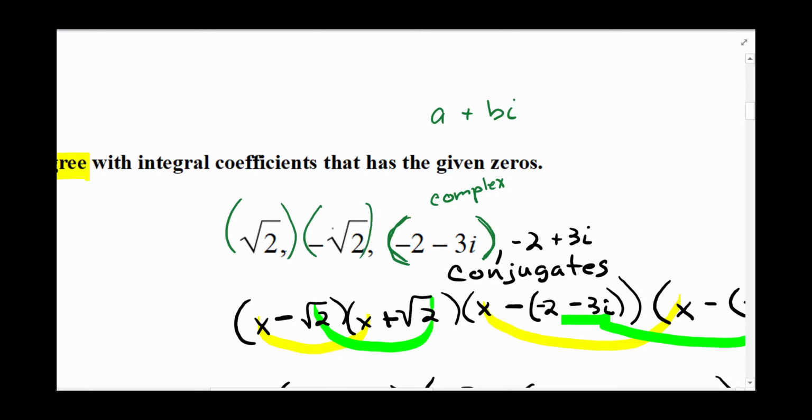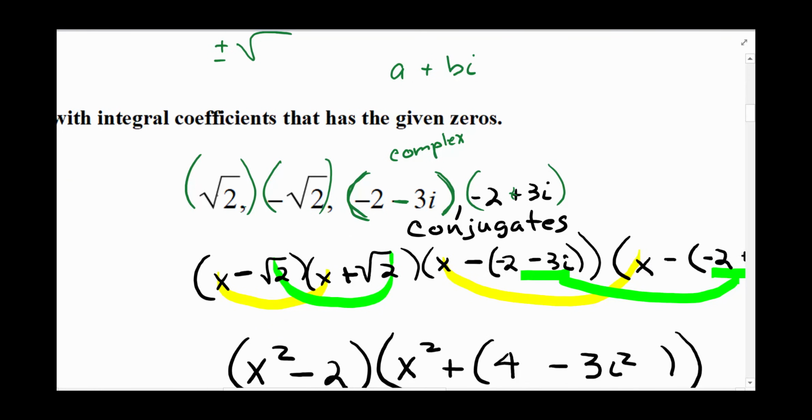Here's a root. And remember, irrational numbers come in pairs because it's always positive or negative something. And because it's complex, it will have a pair. So we need to write its conjugate. So negative 2 plus 3i. And again, we're going to write them as factors. So the opposite of positive root 2, we have x subtract root 2 in a set of parentheses. And then we have x plus root 2. And then we're going to have x subtract all of this stuff.